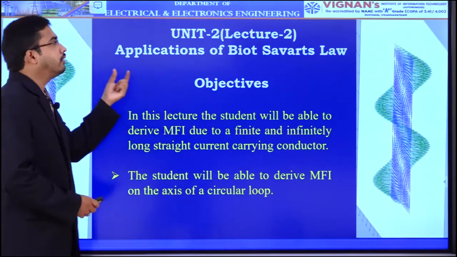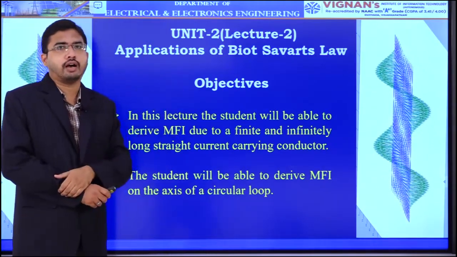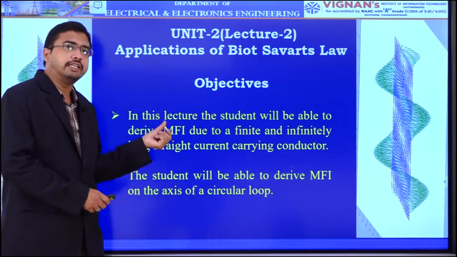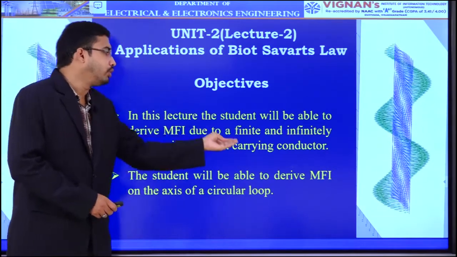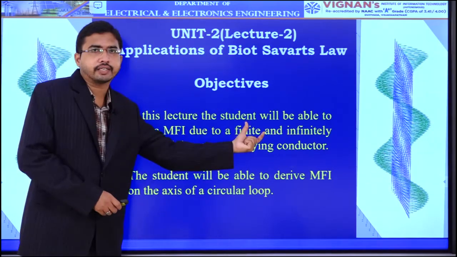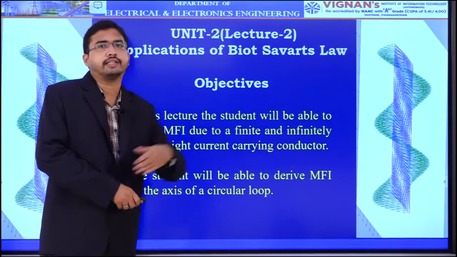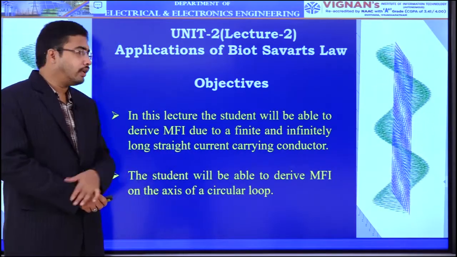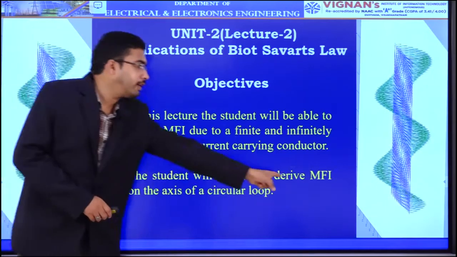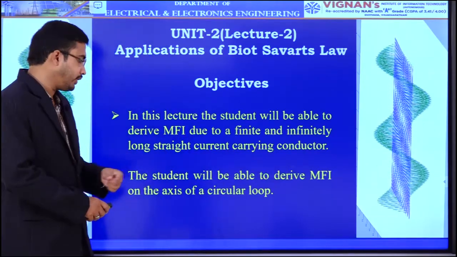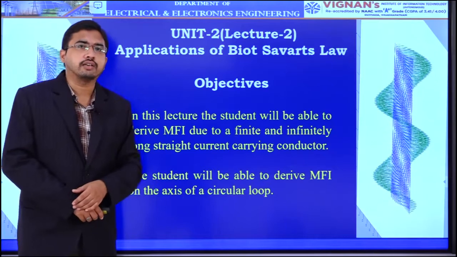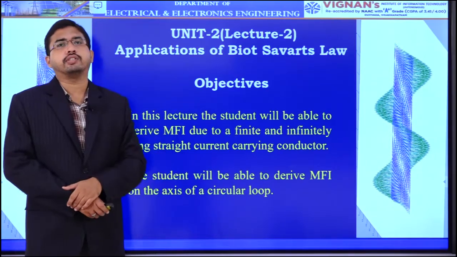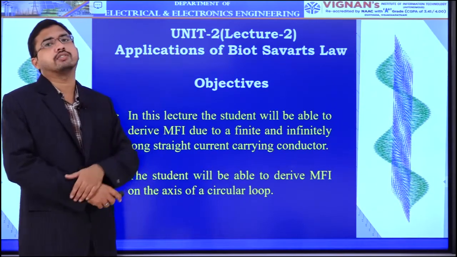So, the applications of Biot-Savart's law we are going to see are to derive the magnetic field intensity H due to a finite length of conductor and also due to an infinite length of conductor. And also we are going to derive the magnetic field intensity, MFI meaning magnetic field intensity, H on the axis of a circular looped conductor. So, three derivations we are going to see here. They are the applications of Biot-Savart's law.